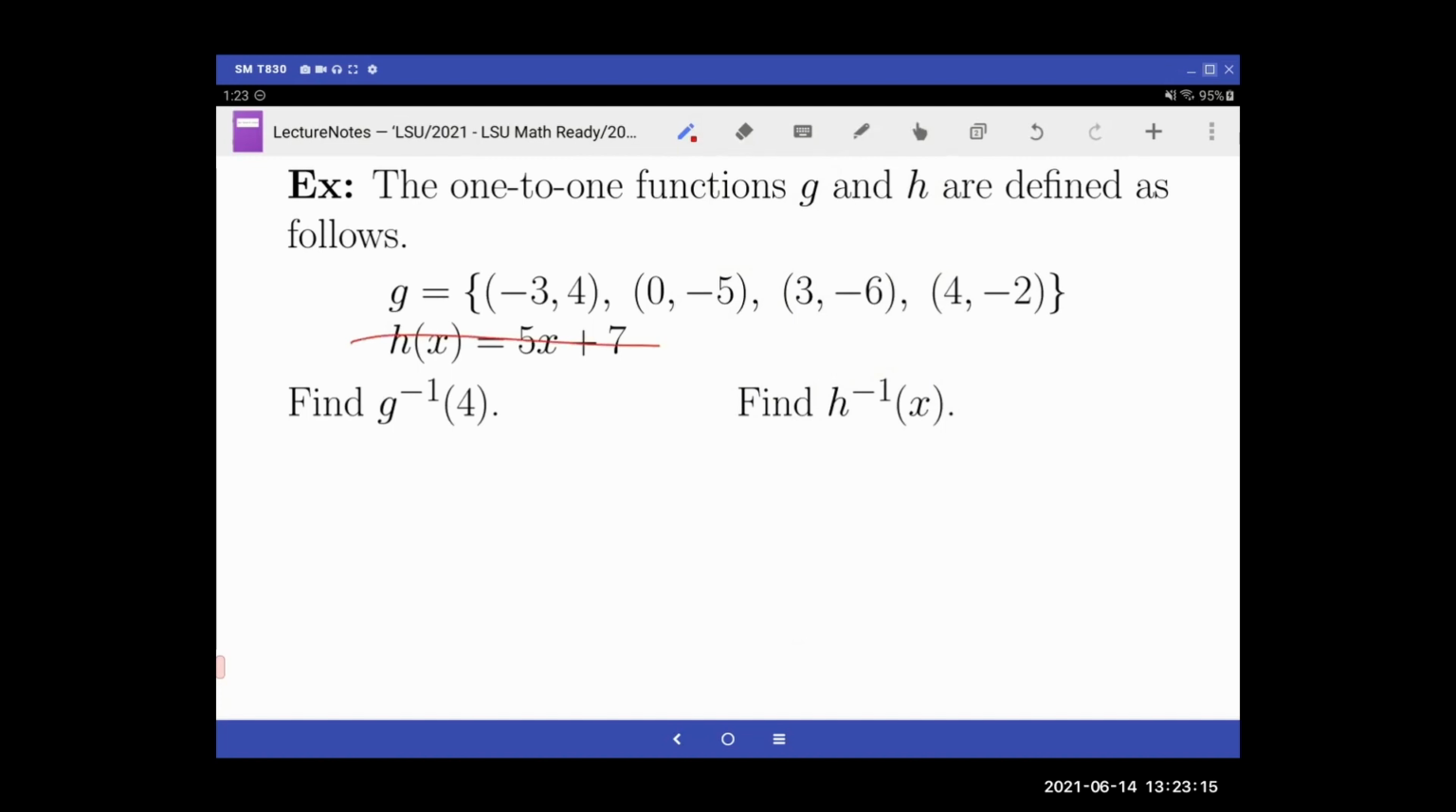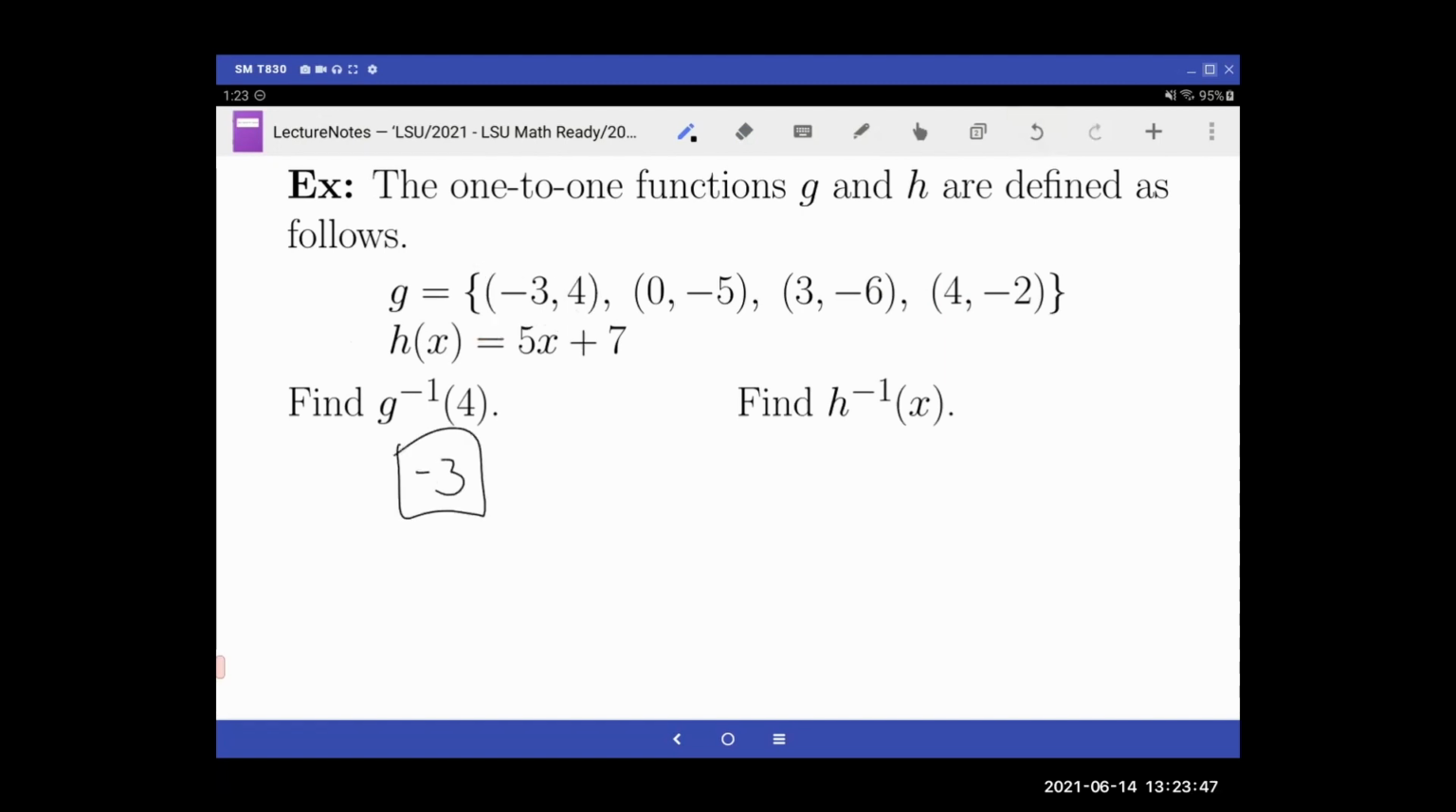So g inverse of 4 equals what? Now, remember, g of 4 would be, find the x value 4, that would equal -2. But you need to think about this in reverse. This is saying your y value is 4. What's the x value? Okay, well, here's my y value of 4. There's my x value, -3.